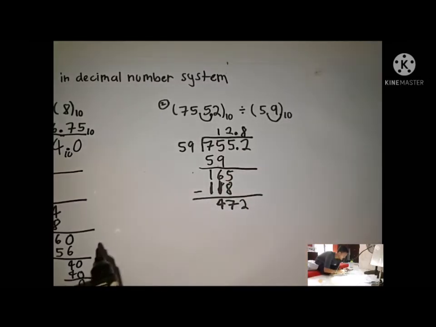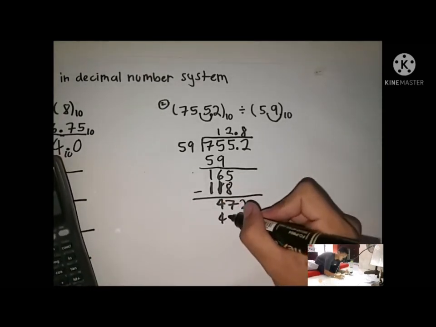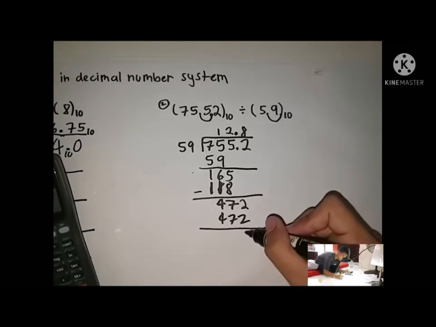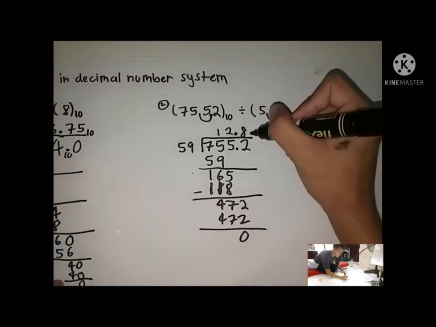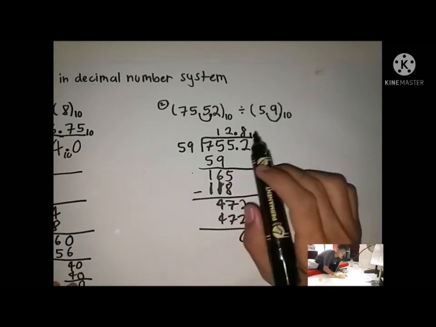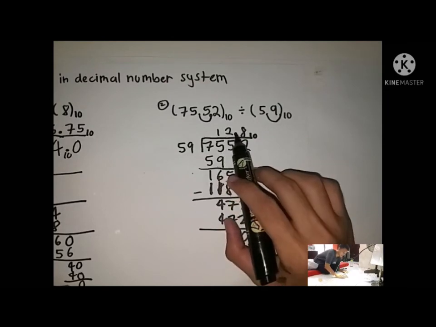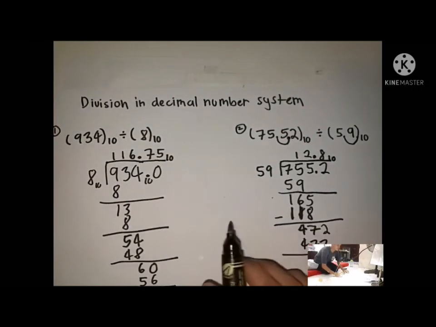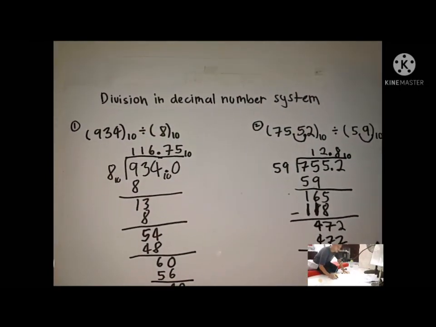So multiply 8 by 59, it gives us a 472. So subtract these two numbers, it gives us 0. So we stop in 0. So we have the quotient, which is the 12.8 base 10 in division in decimal number system. So that's all, guys.